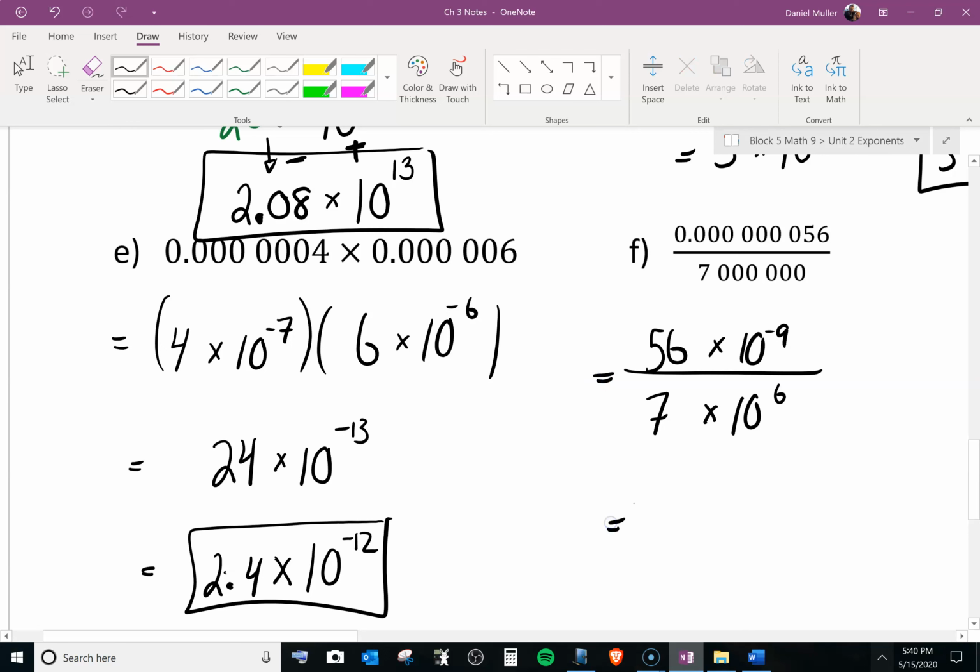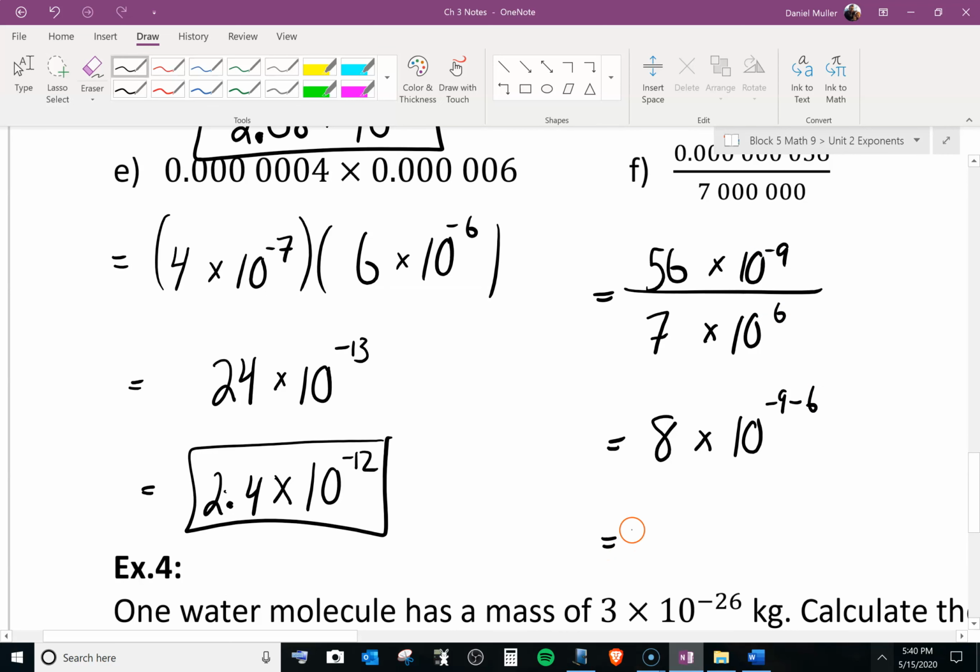Now that you've done that, you can then do any division. So 56 divided by 7 is 8. And when we've got this, we subtract. So when we're dividing, we subtract. So negative 9 subtract 6. 8 times 10 to the negative 9 subtract 6 is negative 15. Now, normally we have to move this to make this number less than 10, but it already is.